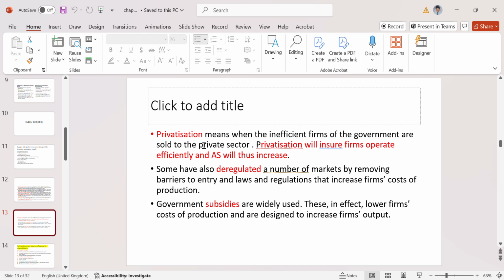Privatization is when the inefficient government firms are sold to the private sector. Due to privatization, the firms operate much more efficiently and aggregate supply will increase. Deregulation: when the government deregulates the market by removing lots of rules and regulations, this reduces the cost of production for the firms, and the firms will increase the supply. Similarly, if the government provides subsidies, cost of production reduces for the firms and supply will increase.